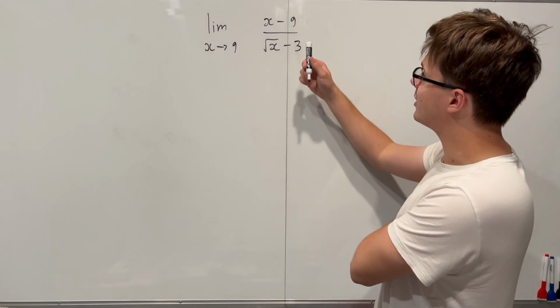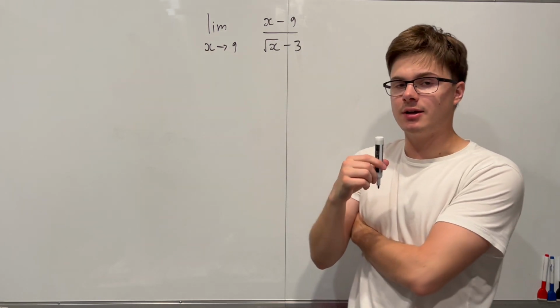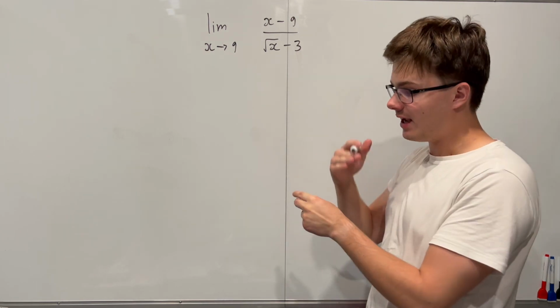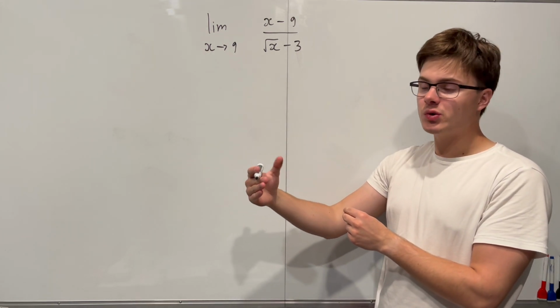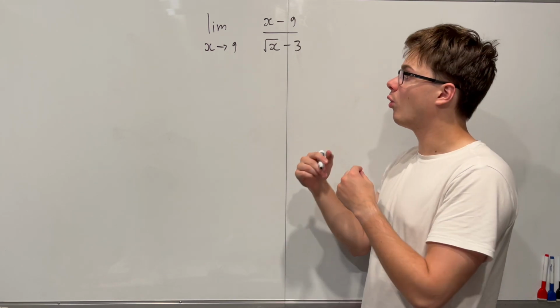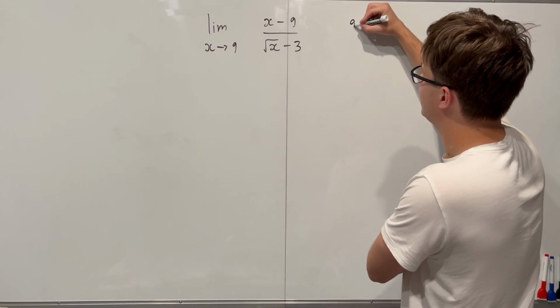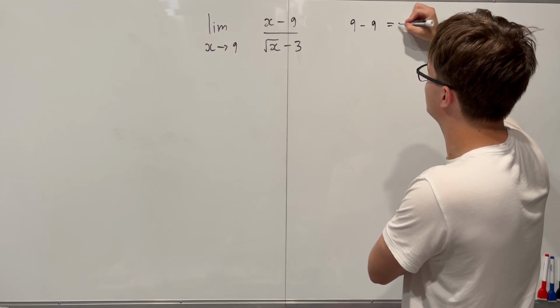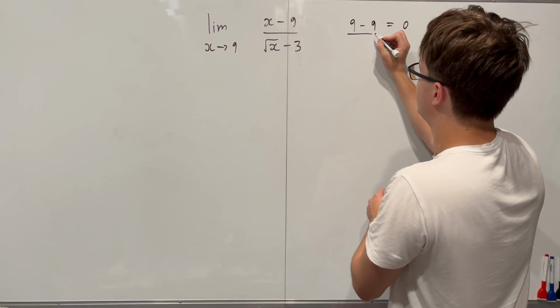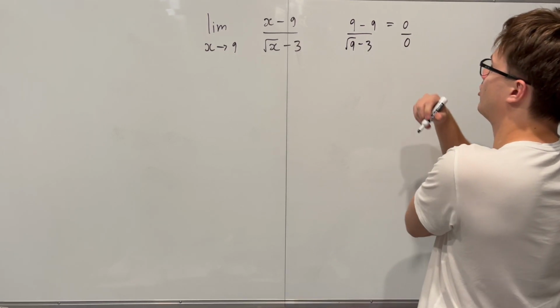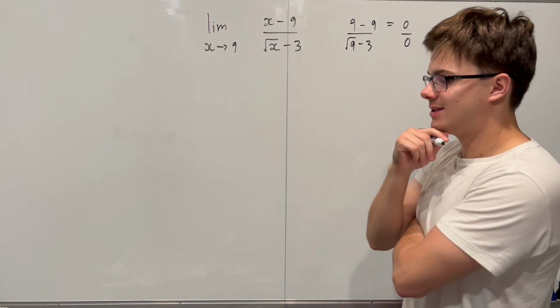What is going to be the limit of this function as x approaches 9? Well, the first thing we try is direct substitution, which simply means if x is approaching 9, what happens when x is exactly at 9, or x is equal to 9? So that means the numerator is going to be 9 minus 9, which is going to equal 0, and the denominator is going to be the square root of 9 minus 3, which is also going to equal 0. So it's going to be 0 divided by 0.